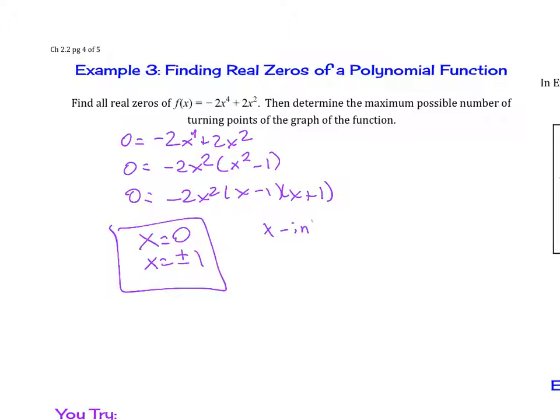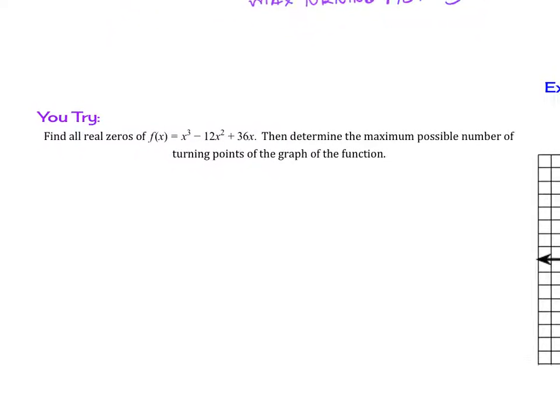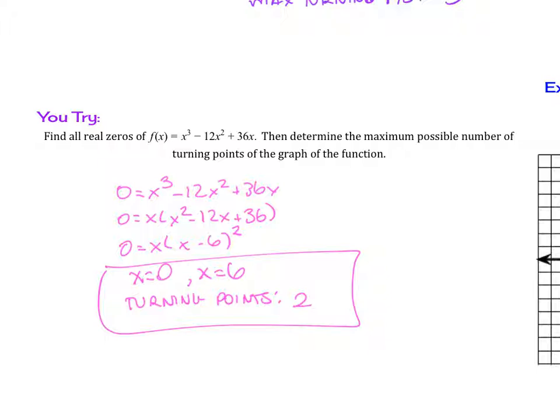And if we have to write it in x-intercept form, then that's (0, 0), (negative 1, 0), and (1, 0). The maximum number of turning points is 3. So try this example here: find the real zeros, then determine the maximum possible number of turning points of the graph of the function. In this case, our zeros are at 0 and 6, and it has a maximum of 2 turning points.